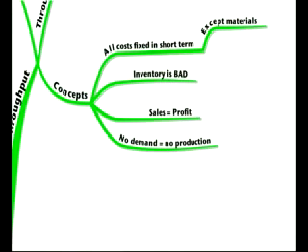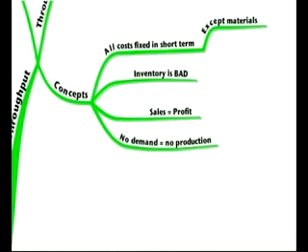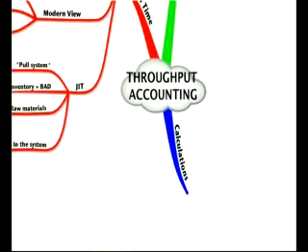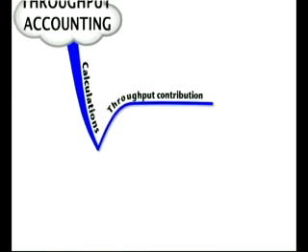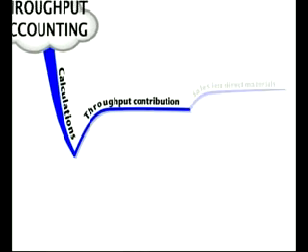So that's the key as well. No demand equals no production. So you want to focus on getting throughput through the factory as quickly as possible. So the calculations on throughput accounting. Well, the first one was our throughput contribution. We know how to do that.